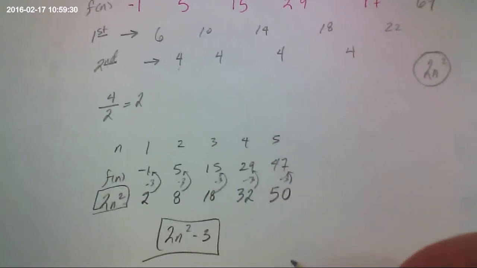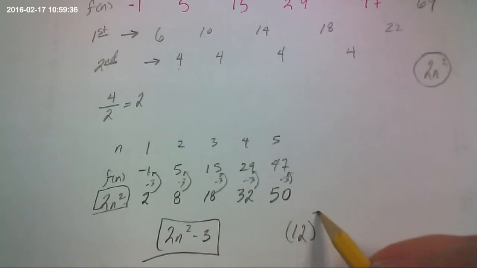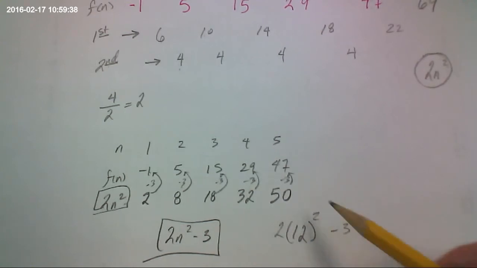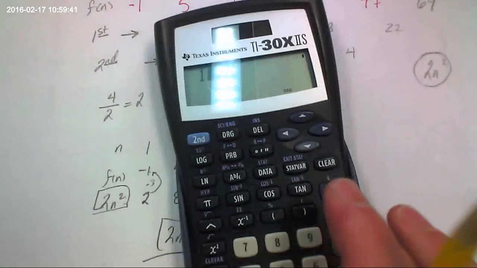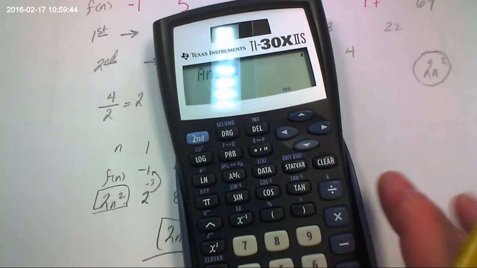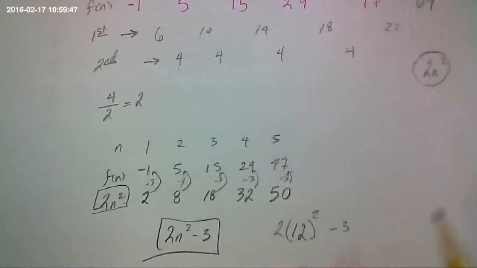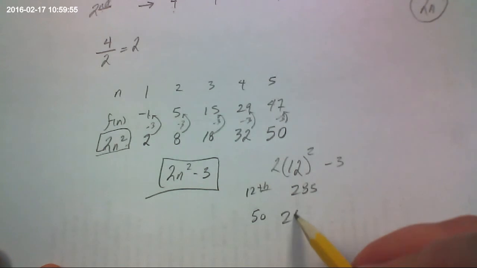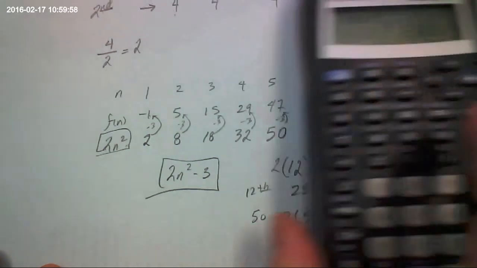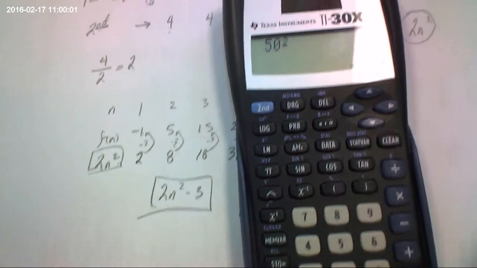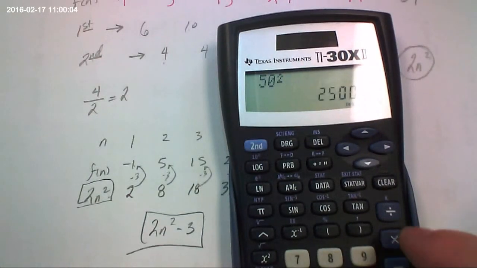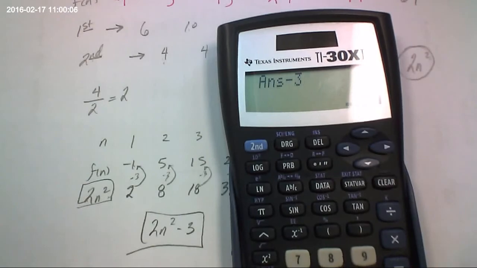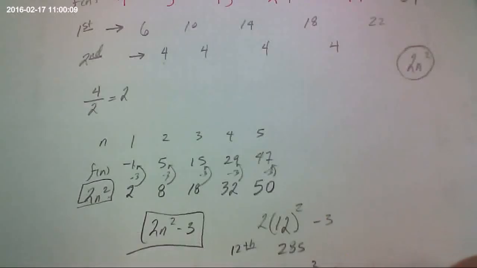All right. So since that's my nth term, if I wanted to find the 12th term, I would plug in 12 for n and do all this. So 144 times 2 minus 3 is 285. That would be the 12th term. The 50th term, I would just plug it in, so it would be 2 times 50 squared minus 3. So 50 squared times 2 minus 3 equals 4997.